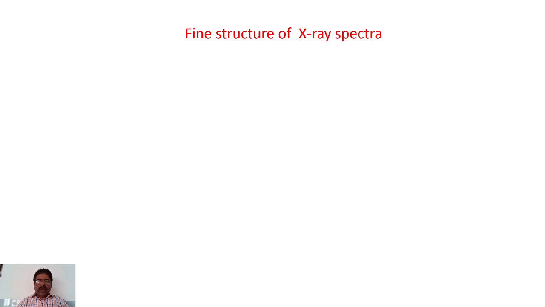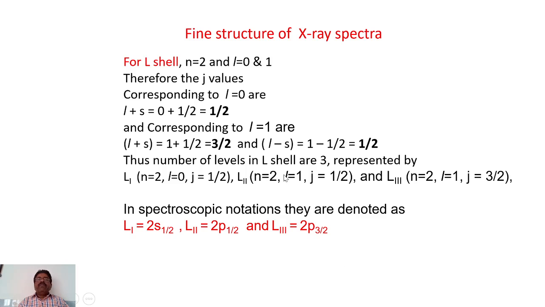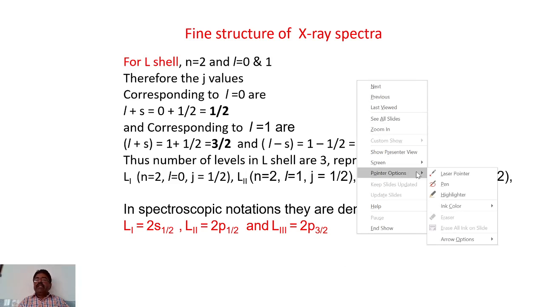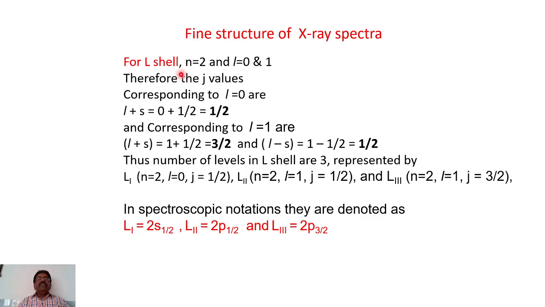Now let us go to the next shell, that is the L shell. For this shell, the principal quantum number n is 2, and the orbital quantum number L will now have two values, because L has values from 0 to n minus 1. N is 2, therefore n minus 1 is 1, so 0 to 1, that means 0 and 1. Two values of L. Therefore, the J values corresponding to each L value.